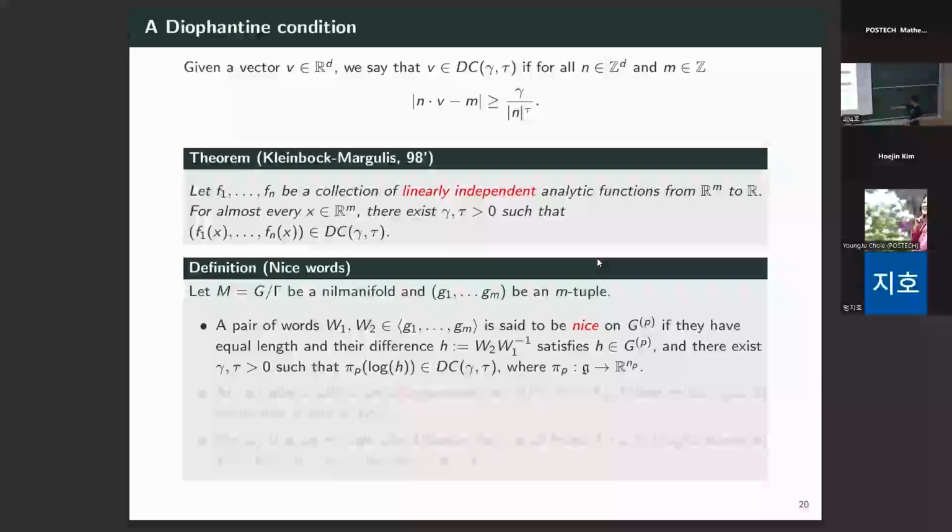If the word is nice, then W1 and W2 have the same length. The length means these are two words, two letters. So if I iterate this process, they always have the same length, if I follow this calculation to the end. But unfortunately, this way of construction is only for a very specific case.